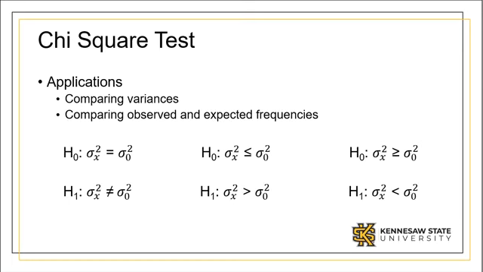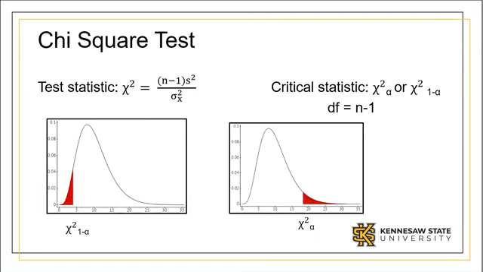The configuration of the null and alternative hypothesis for variance follows the same format as what we have seen with means. The test statistic for the chi-square test is given by the formula here.